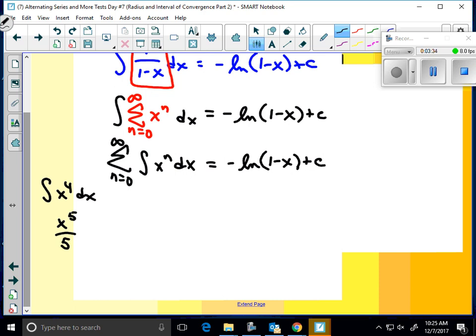Okay, so what would the integral of x to the n be? What did we do to 4? We added what? 1, and then we divided by that same number. So what we'd have is x to the n plus 1 divided by n plus 1. Guys, we're very close. This is almost the power series representation of natural log of 1 minus x. Excuse me, negative natural log of 1 minus x. Okay, so I get this.